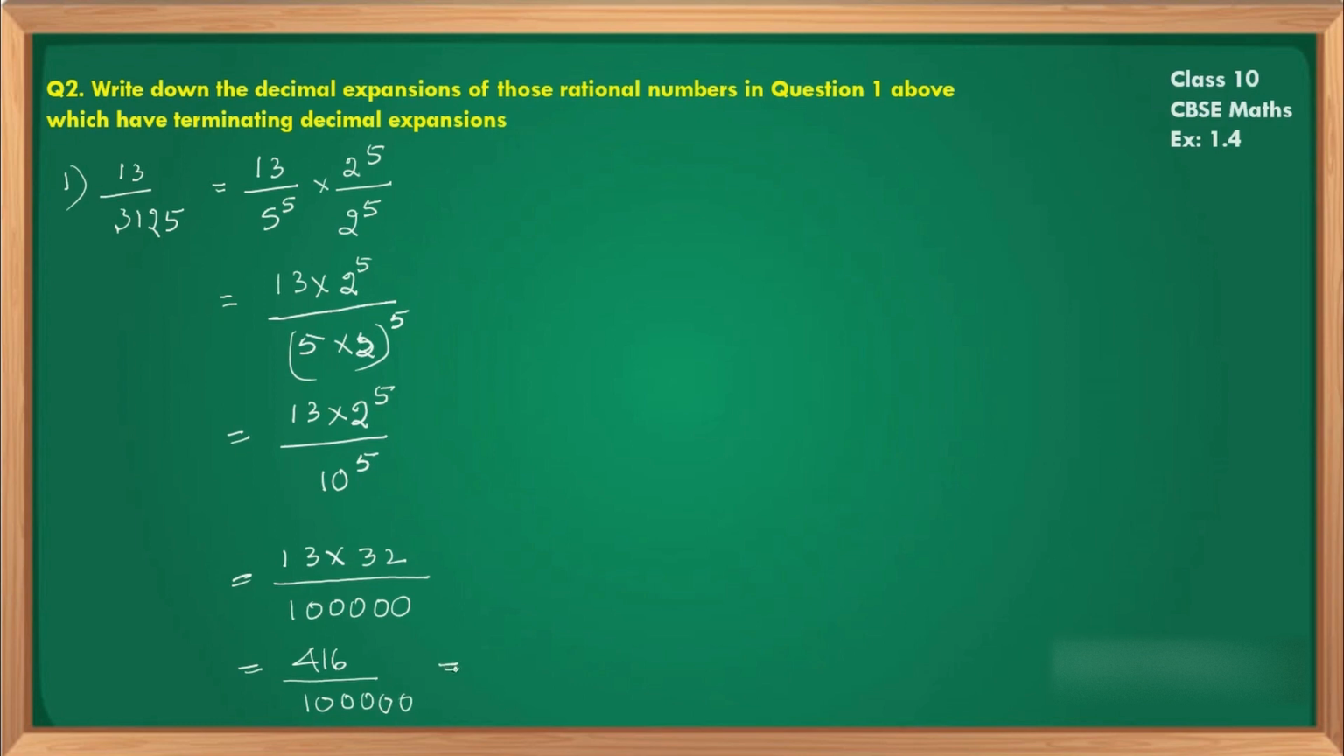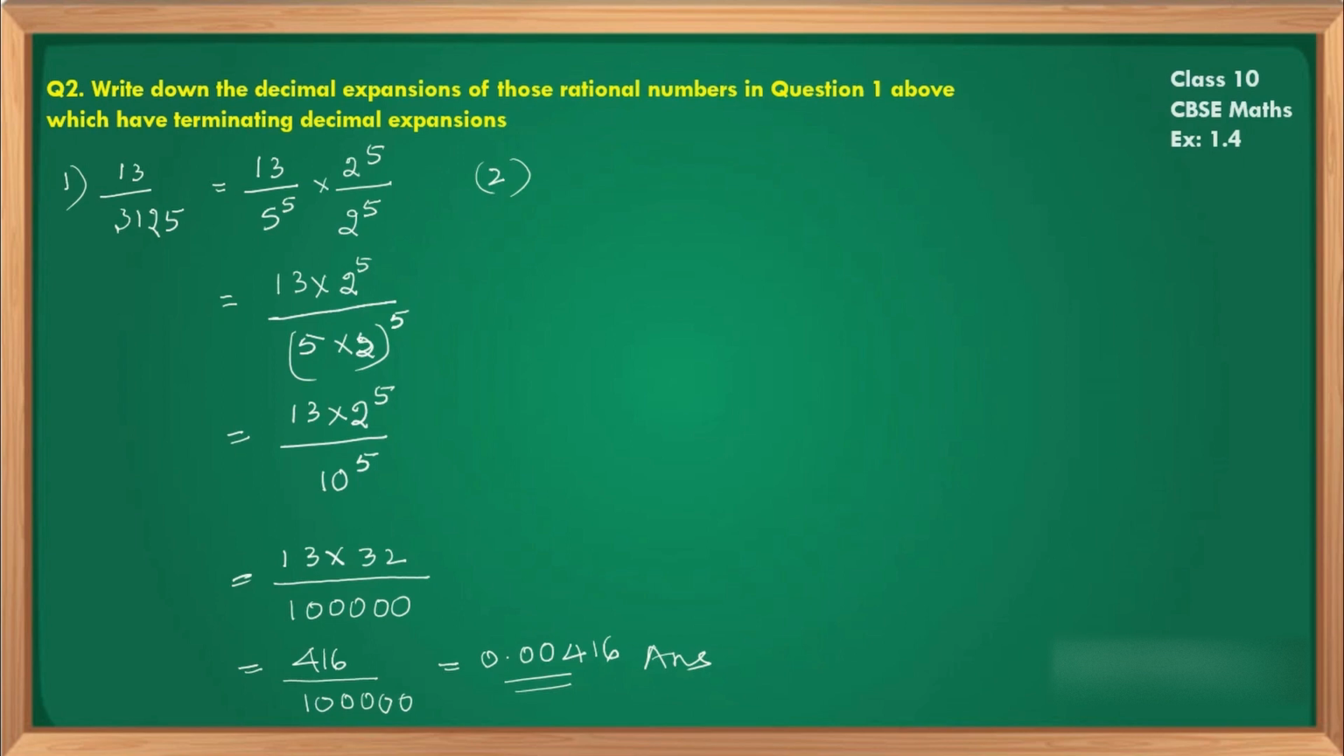Now count the number of zeros in the denominator and accordingly place the decimal in the numerator. We have 1, 2, 3, 4, 5 zeros. Hence, we count from the right: 1, 2, 3, and then the fourth and fifth places you should fill with zeros, and then put the decimal like this. This is the answer. Now the second question.